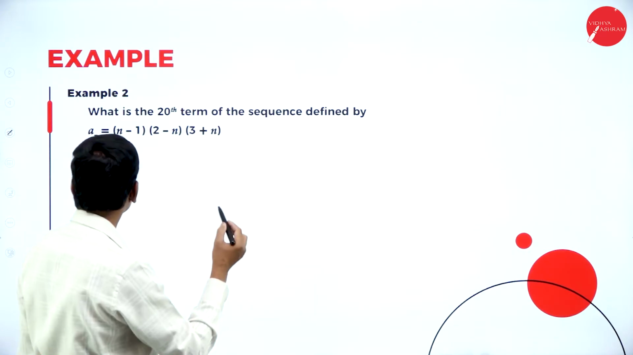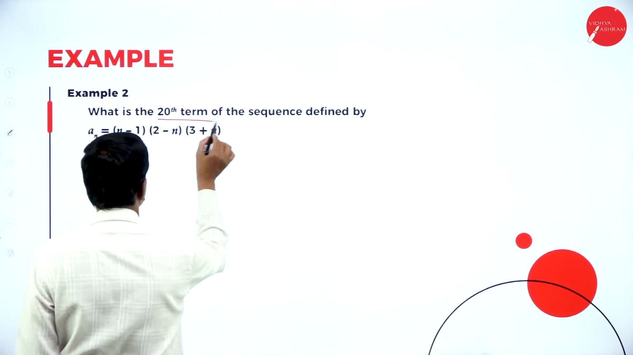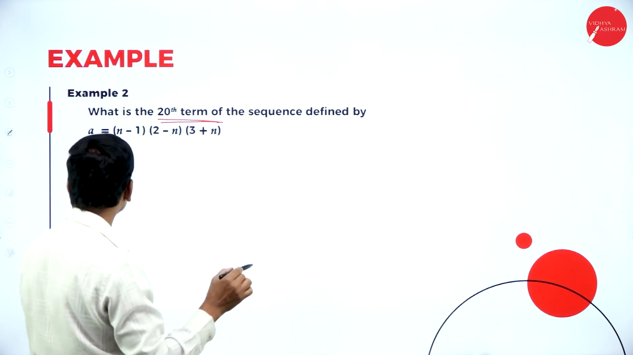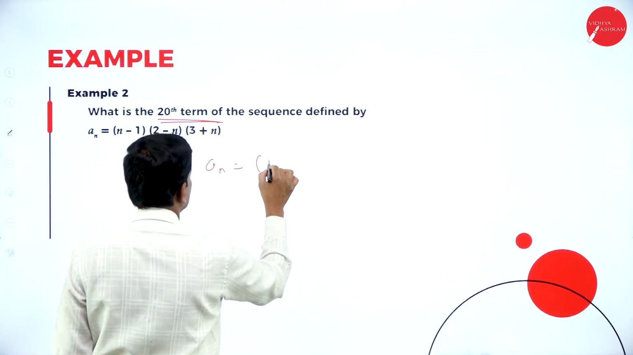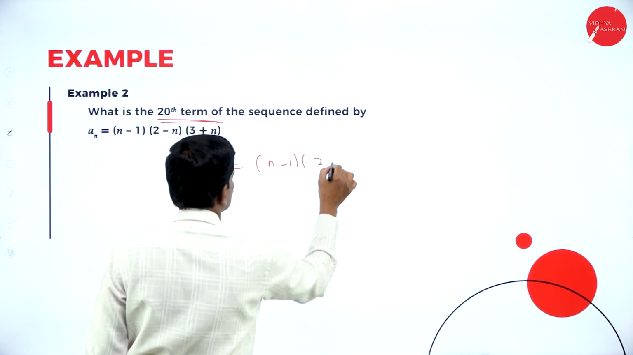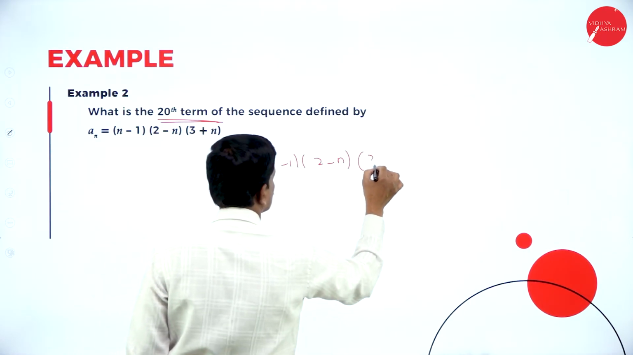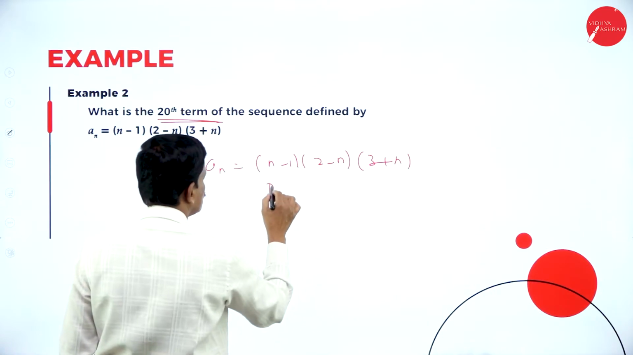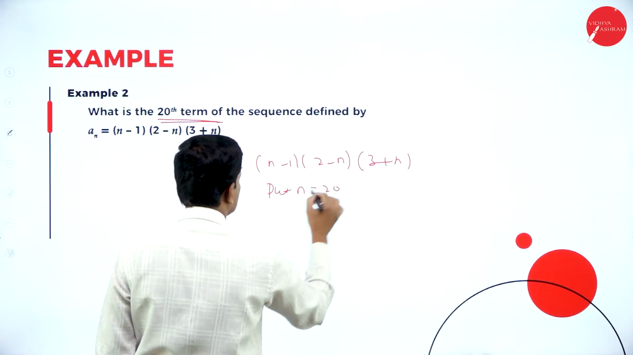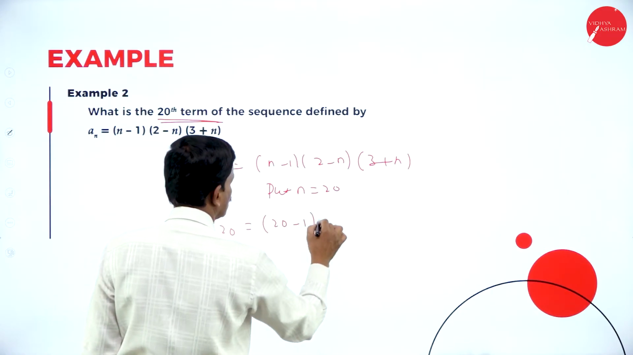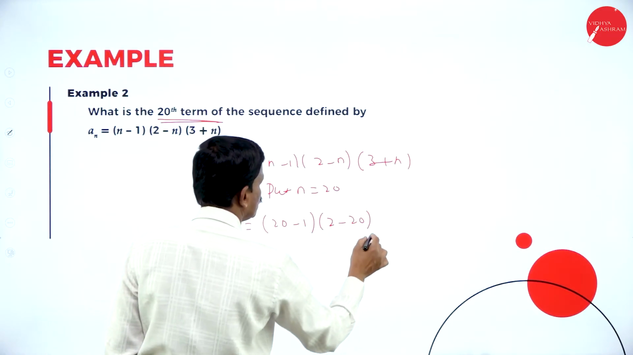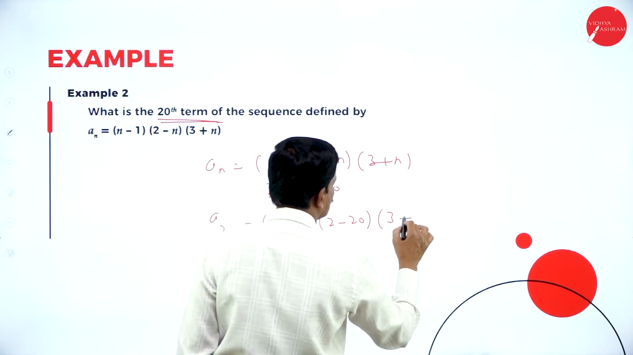What is the problem? What is the 20th term? So, we have to find the 20th term of the sequence whose nth term is given. What is given? An is equal to n minus 1 into 2 minus n into 3 plus n. This is given. Now, put n is equal to 20. If you put n is equal to 20, you will get A20 is equal to 20 minus 1, 2 minus 20 into 3 plus 20.